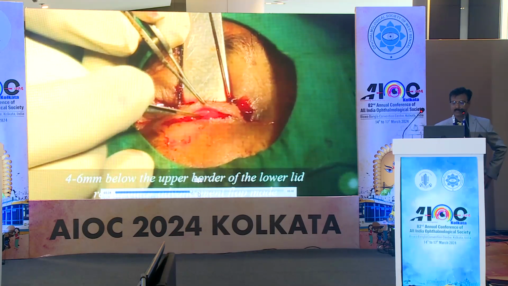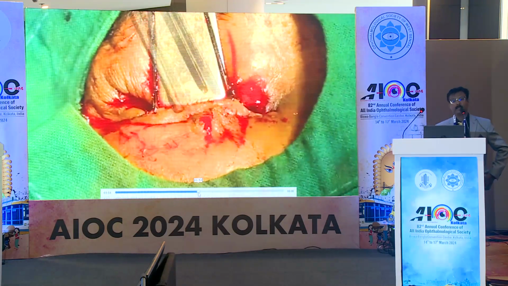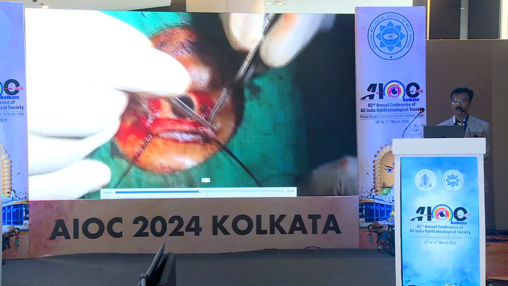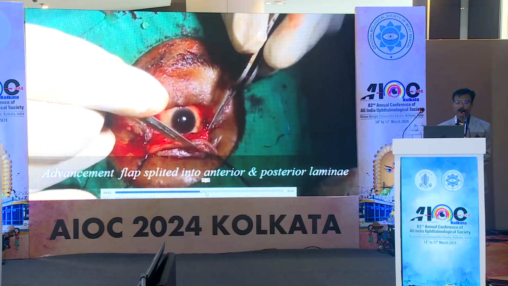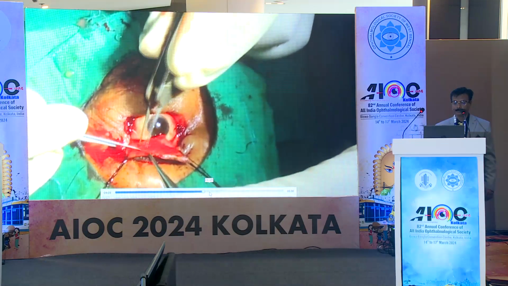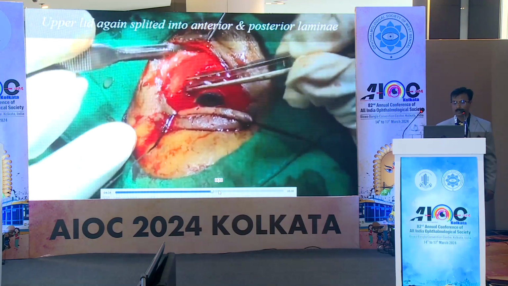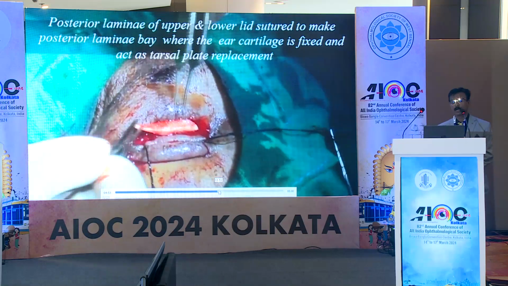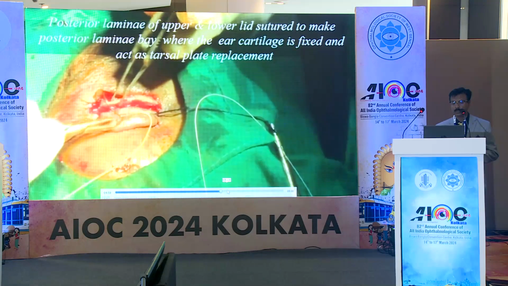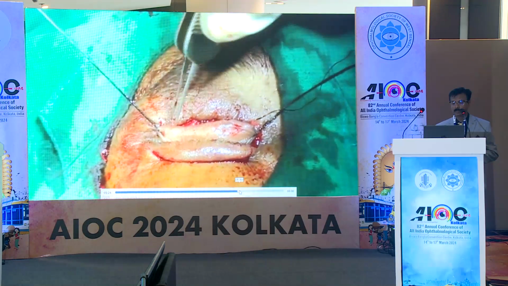Lower lid advancement flap, split into anterior and posterior lamella. Here the splitting is very important. The posterior lamella should not be thinned out, otherwise it will be exuded out. Then the posterior lamella from the advancement flap is also taken. Here the auricular cartilage is fixed over the posterior lamella bed. Fixation with polyglactin 5-0 suture. And the anterior lamella is closed.